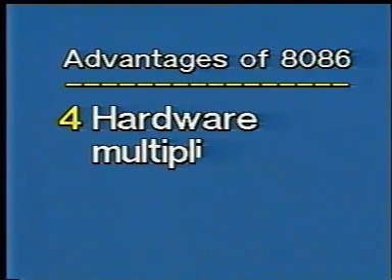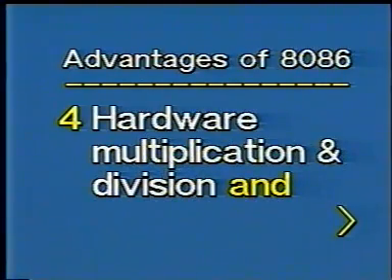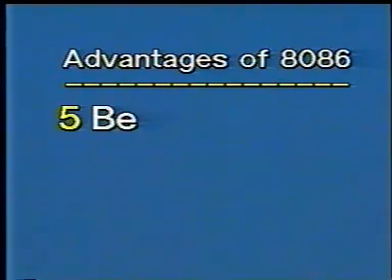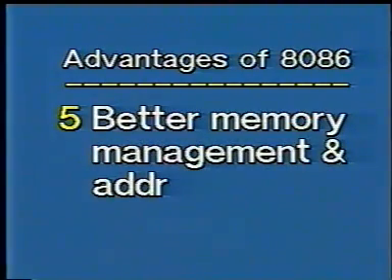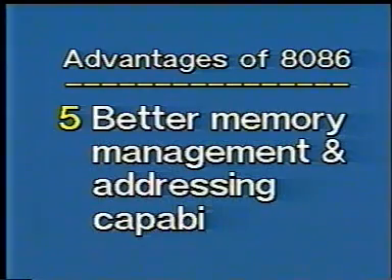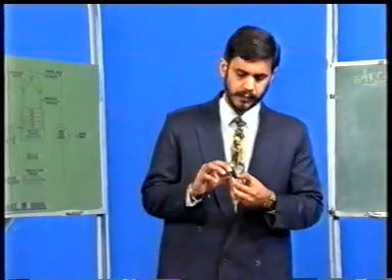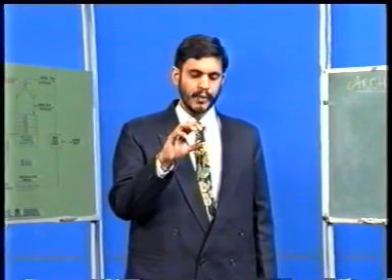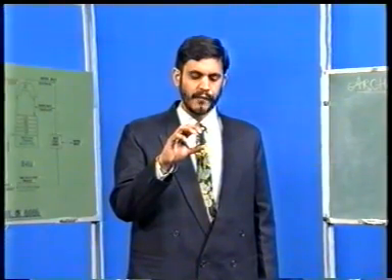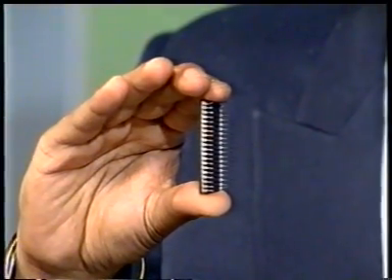The fourth advantage of 8086 is that it has the facility of hardware multiplication and division, which 8085 lacked. Finally, 8086 has better memory management and addressing capabilities than 8085. Let me now show you the 8086 microprocessor chip. 8086 is packaged in a 40-pin dual inline package containing approximately 29,000 transistors, which are powered by a single 5-volt supply. It has got 20 address pins, 16 of which are also used as data pins.